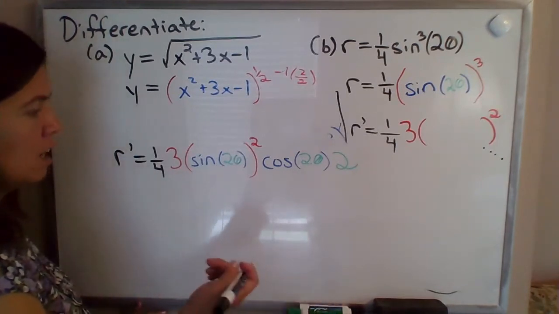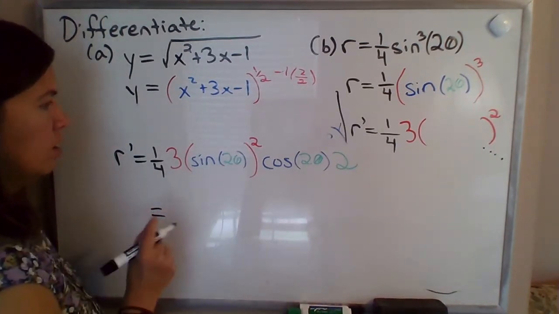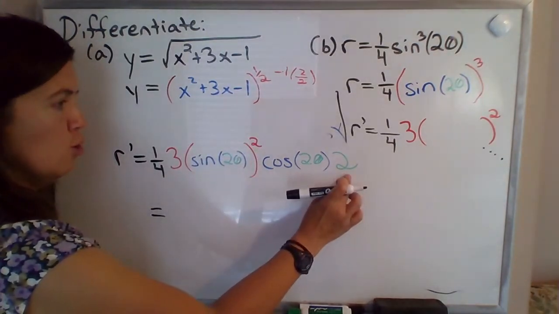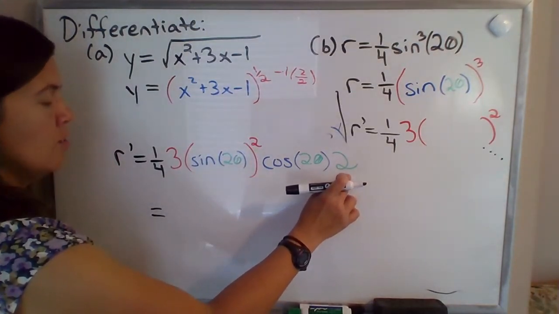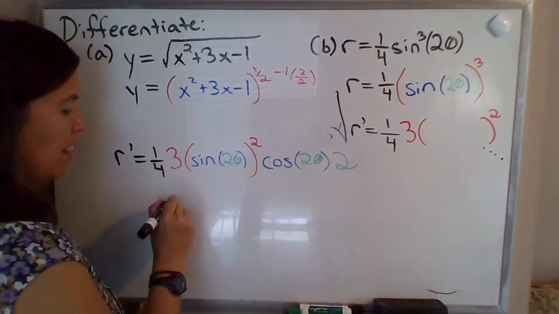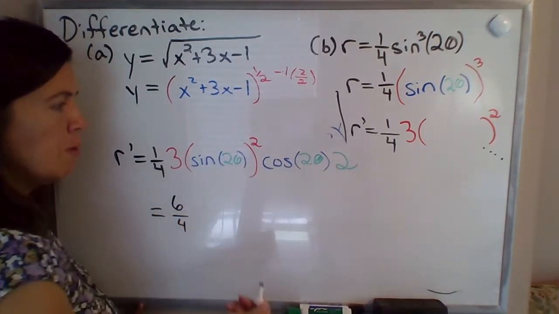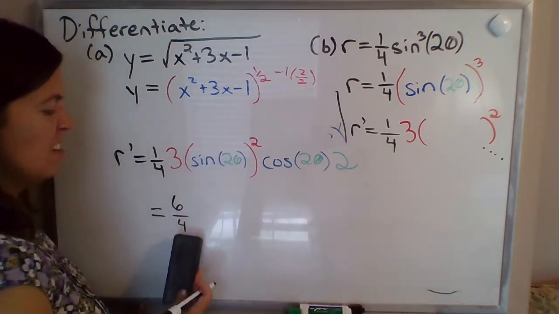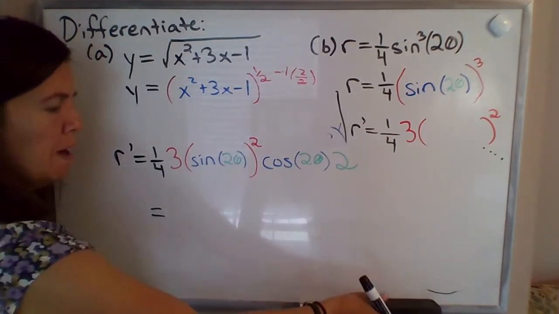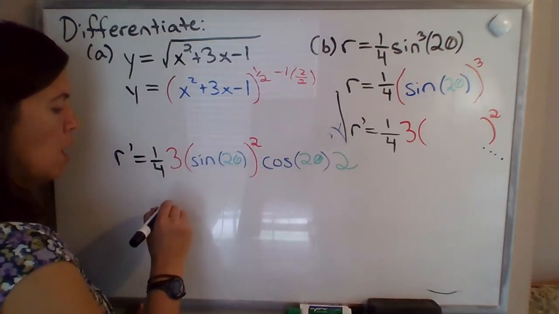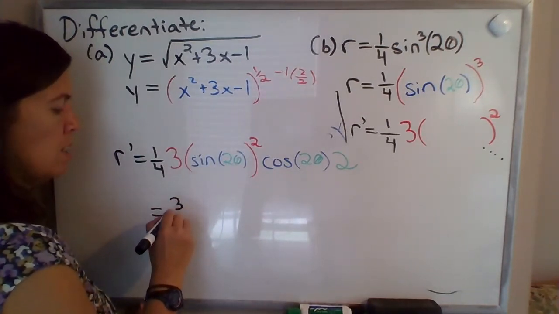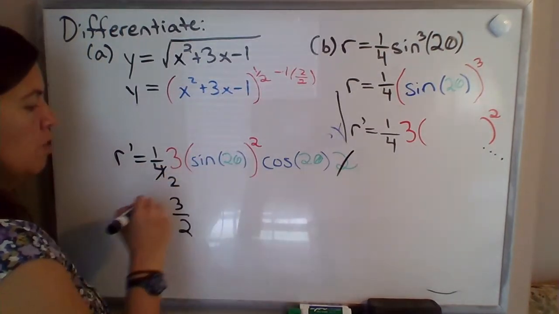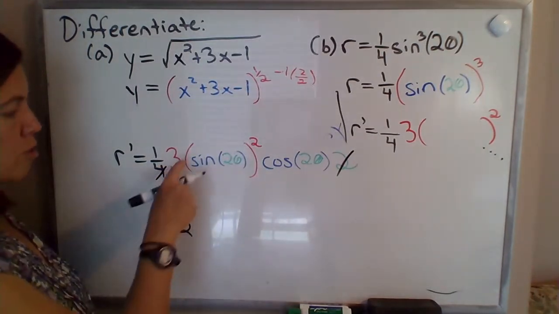Now we just have to clean it up a bit. If I multiply the coefficients, I have 1/4 times 3 times 2. So that's going to be 6/4. I guess I'll write it like that for now, but that can be reduced. In fact, let's not even write 6/4. When you multiply the coefficients, you get 6/4, which can be reduced to 3/2. Another way to look at that is to cancel the 2 with the 4 in the denominator. So there's your 3/2.